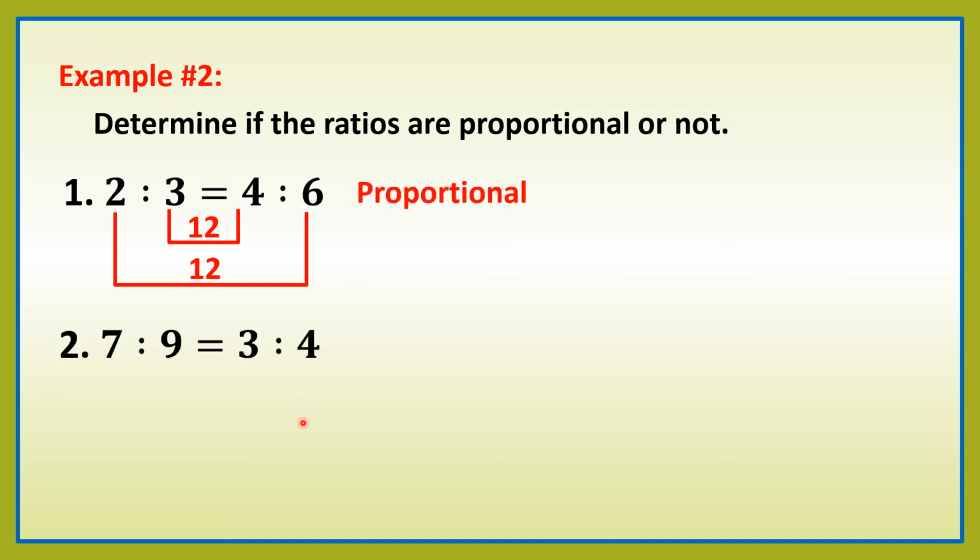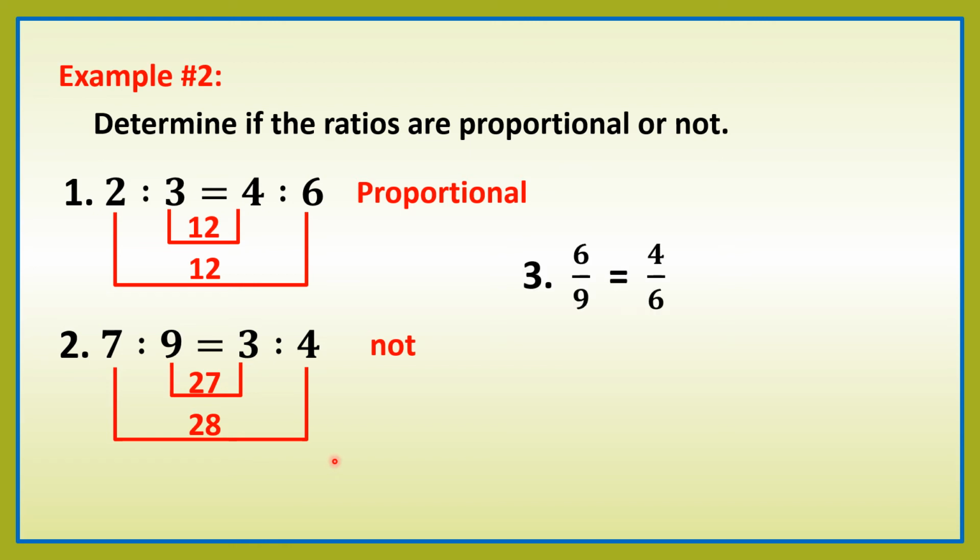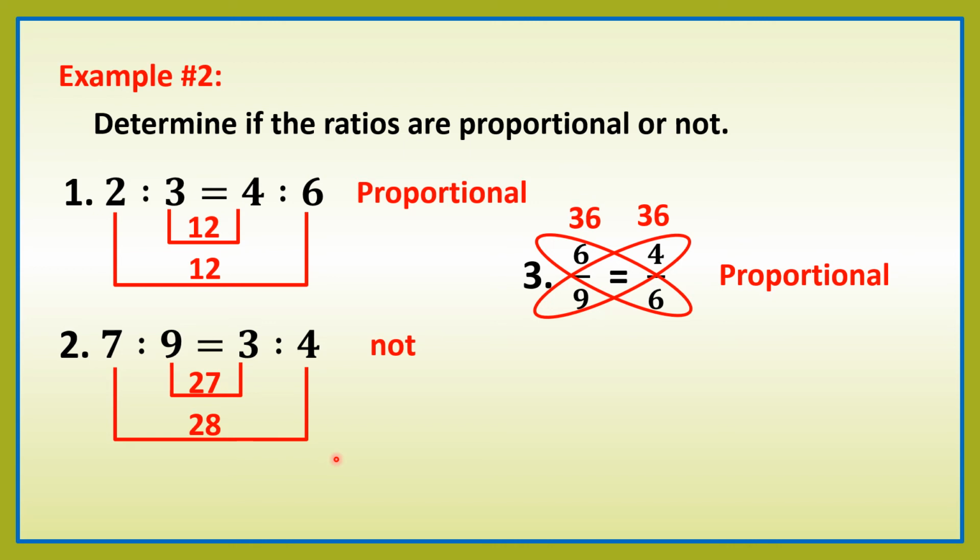Number 2, 7:9 equals 3:4. Get the product of the extremes, that is 28. Product of the means, that is 27. Therefore, it is not proportional. Number 3, 6 over 9 equals 4 over 6. Cross product, 6 times 6 is 36. 9 times 4 is also 36. Therefore, this is proportional.